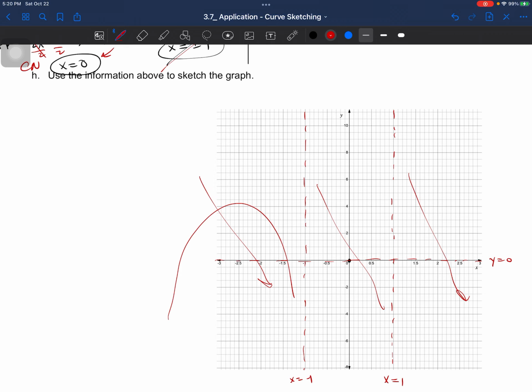And then we also know that we have concavity. Concave down on the left side of -1. So we have concave down somewhere in here, concave up in this area, concave down in this area, and concave down in this area. So we need to figure out how this is going to look. Well, let's look at the first one. We know that this needs to be decreasing, but it also has to be concave down.